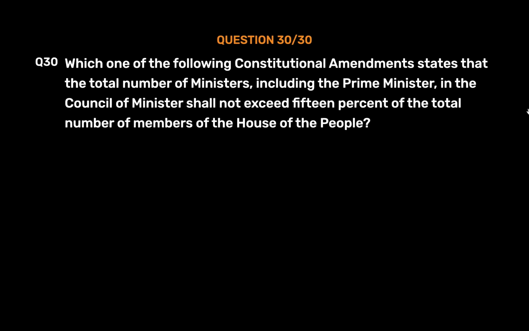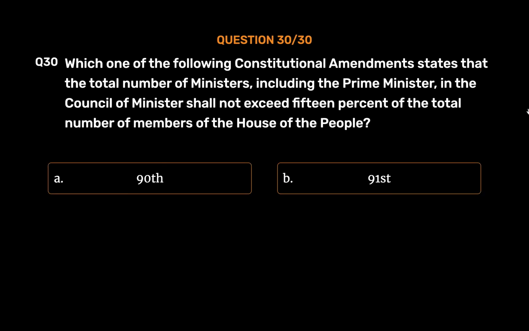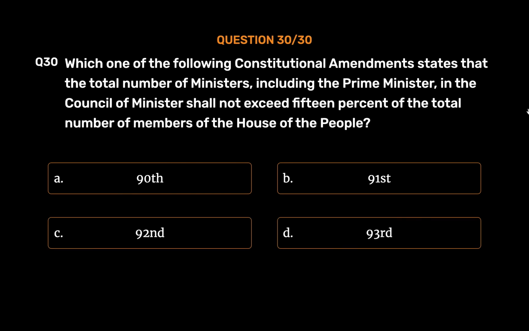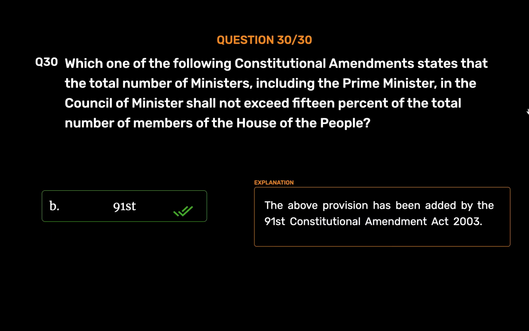Question number 30. Which one of the following constitutional amendments states that the total number of ministers, including the Prime Minister, in the Council of Ministers shall not exceed 15% of the total number of members of the House of the People? Option A. 90th. Option B. 91st. Option C. 92nd. Option D. 93rd. The correct answer is Option B. 91st. The above provision has been added by the 91st Constitutional Amendment Act 2003.